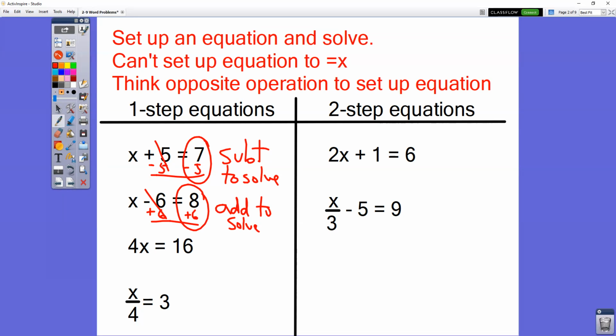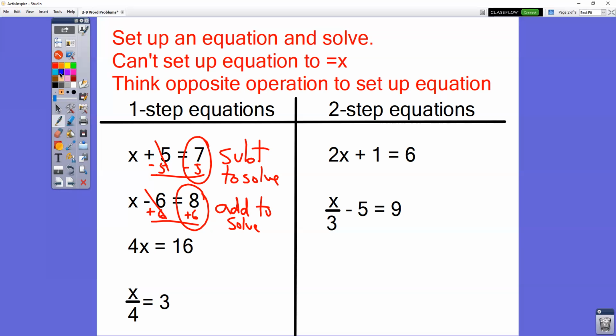So when you take a look at an equation, if you think that you're going to subtract to solve it, you would have to set up a one-step adding equation. If you think you're going to have to add to solve it, you're going to have to set up a one-step subtracting equation. Multiplying and dividing are opposites also.